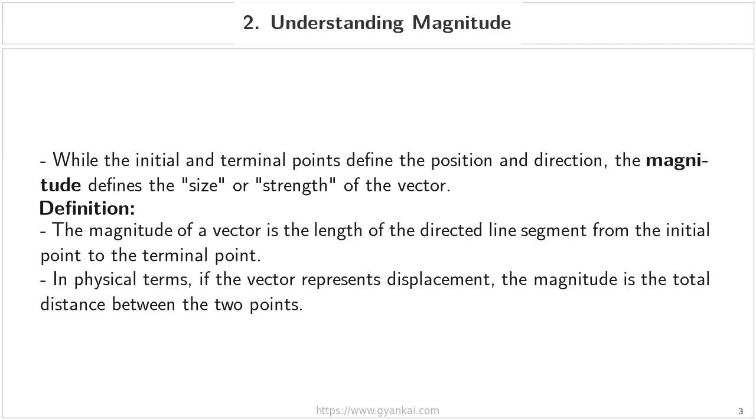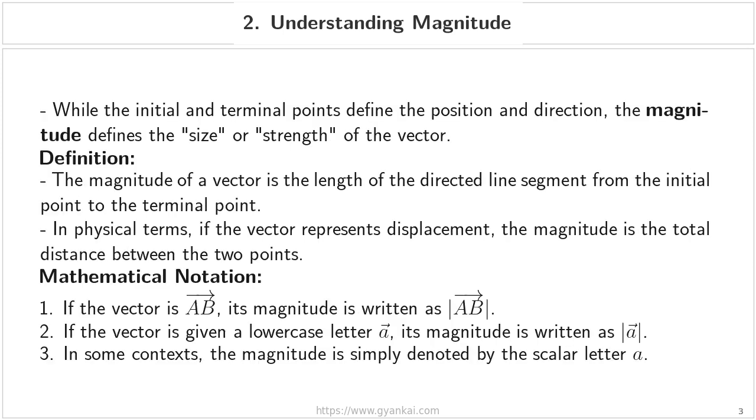To make this more relatable, let's think about physics. If a vector represents displacement, meaning the movement from one place to another, then the magnitude is simply the total distance traveled between those 2 points. Now, let's look at how we write this down mathematically so you can recognize it in your textbooks.